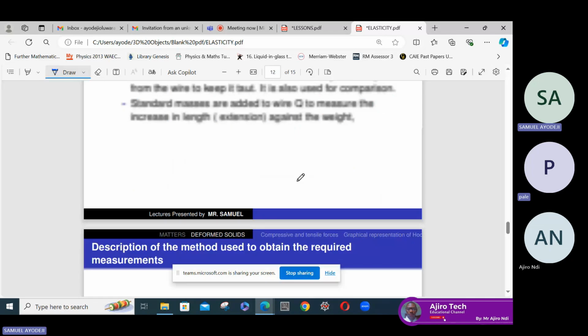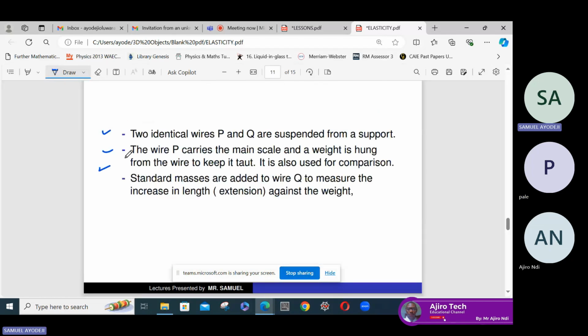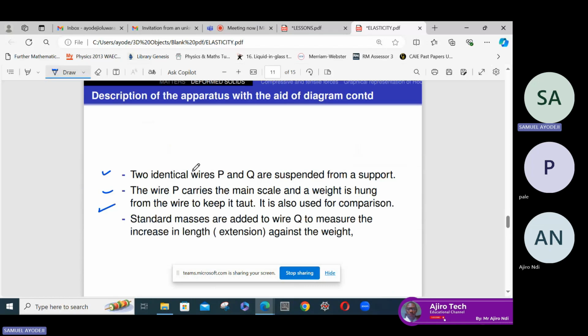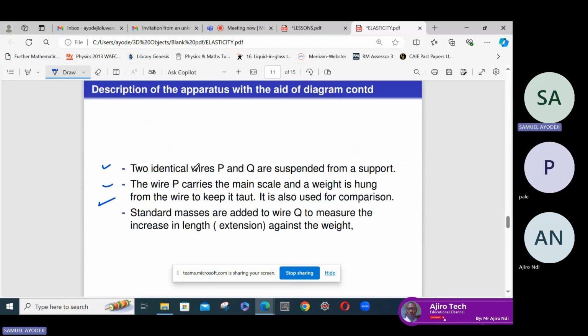So you have to state the scale, one, two, three. These are the three statements required of you if you have to describe the apparatus. Description of the apparatus, that's all. Three things are expected from you to state.